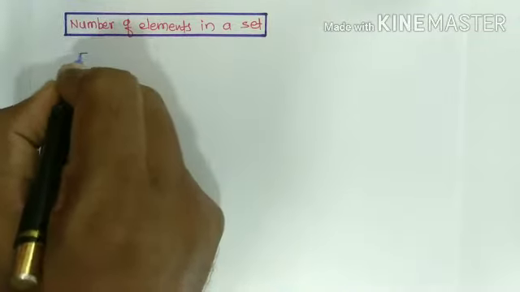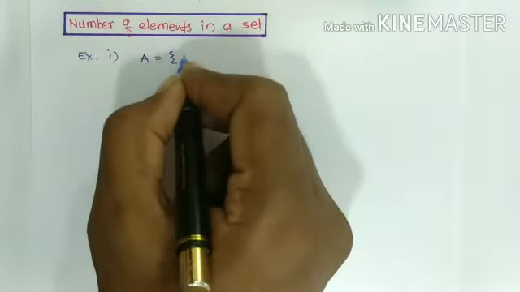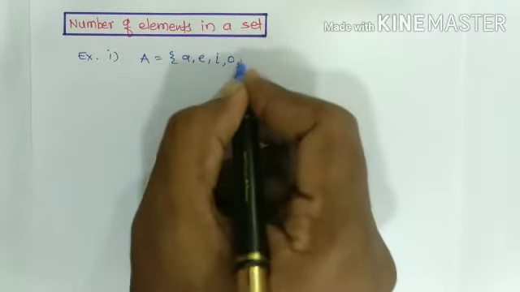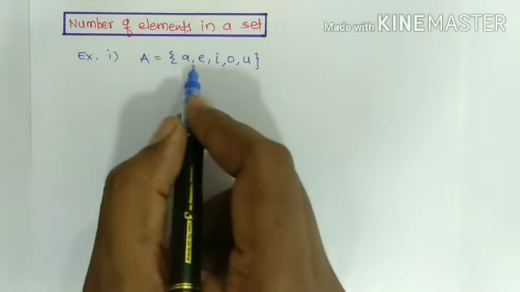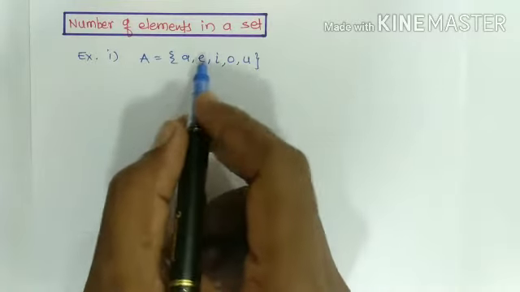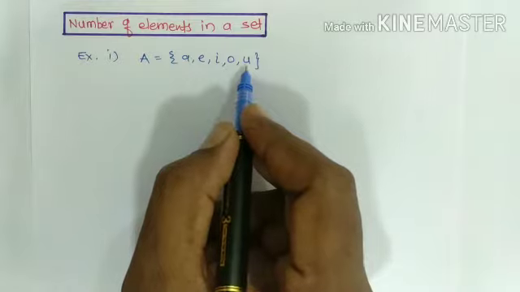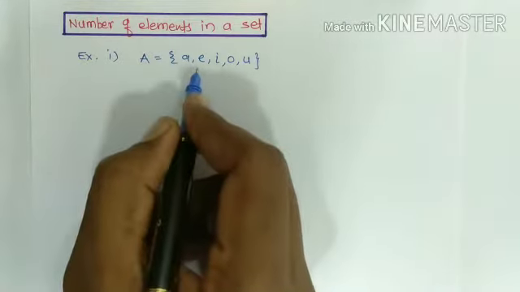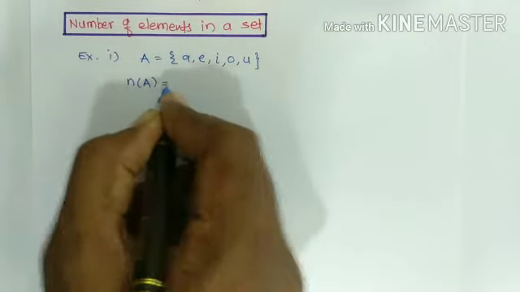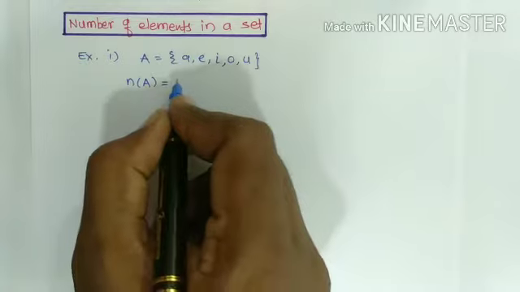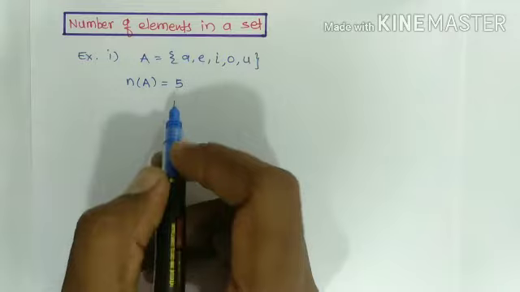Let us take an example. Let A be the set of a, e, i, o, u. Here the set A has these elements. How many elements are there? There are 1, 2, 3, 4 and 5 elements. Then the number of elements in the set A is denoted as n(A), and n(A) equals 5.